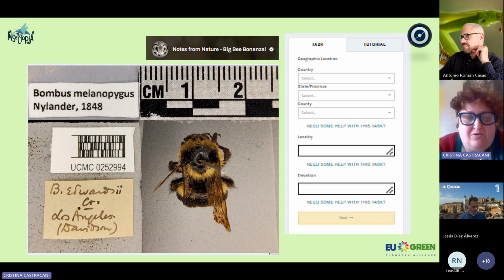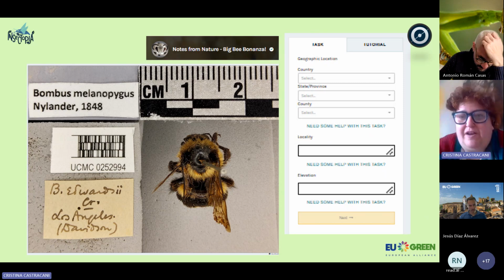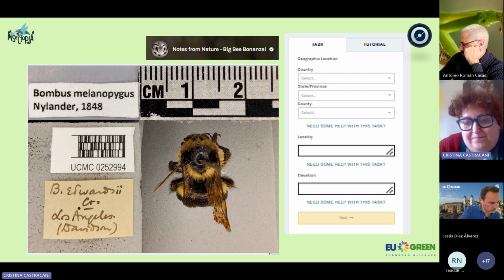So basically, when you go there, they show you a picture like this, and then you have some forms that you have to fill in with the information that you are able to collect. So for example, you can see on the right that now we have to fill in information about the country, the state, the locality and elevation, etc. And then there will be another form asking for the name of the species, etc.